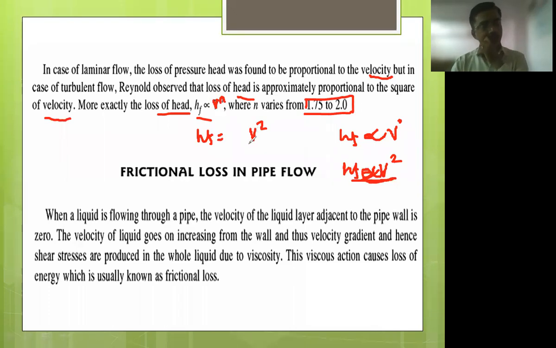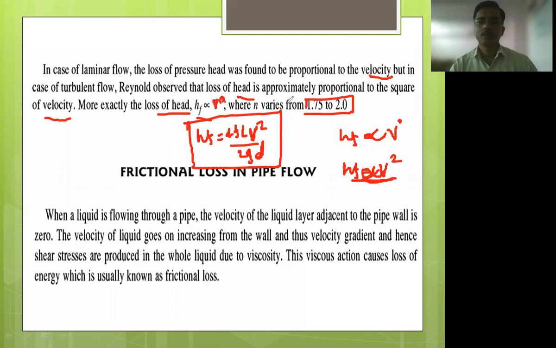Like in case of the Darcy-Weisbach equation, what is the equation? 4FL V square upon 2gD, right? So this head loss varies directly proportional to the square of the velocity.